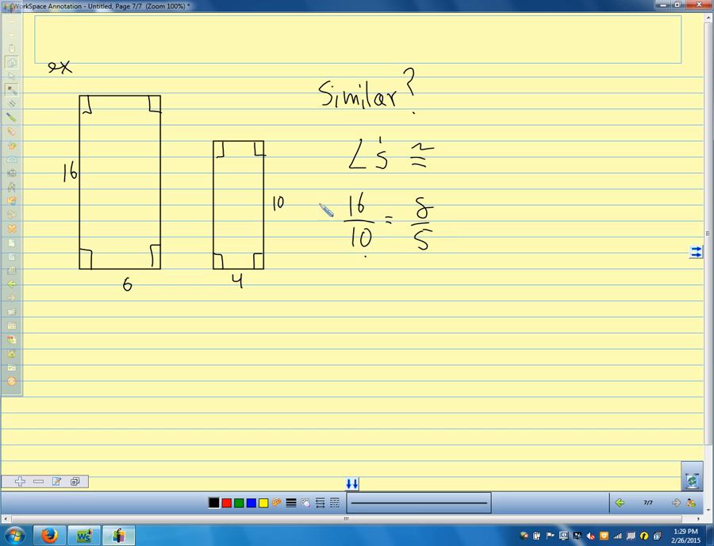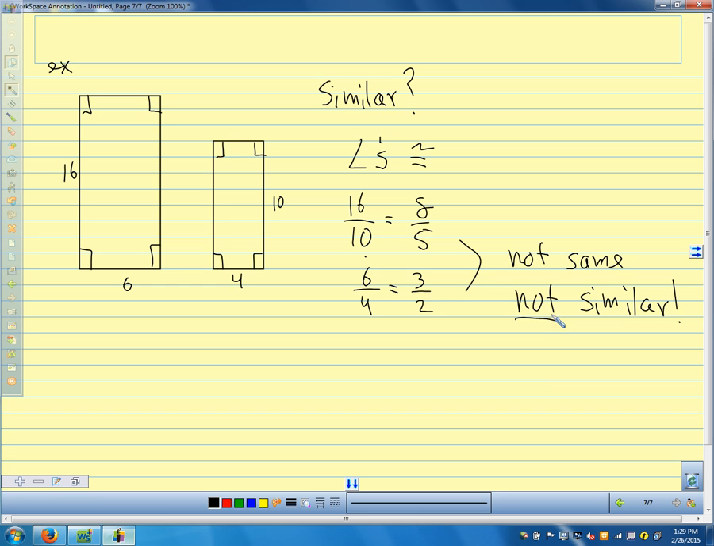And what do we get when we reduce that? 8 over 5. And then we're going to do the 6 over 4, which is 3/2. Are those the same? So those aren't the same, so they are not similar. They would have to be the same in order to be similar. All right, so now we know how to compare two shapes to decide if they're similar.